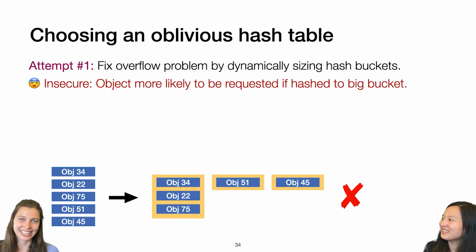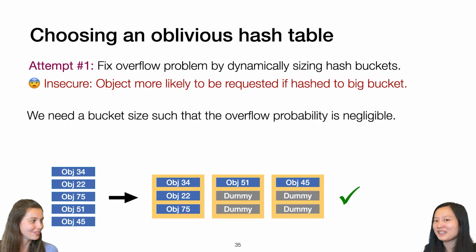So the problem with this is that it's actually insecure, because an object is more likely to be requested if it hashes to a bigger bucket. When the enclave is performing this linear scan over the entire array, if the object that it's scanning hashes to a bigger bucket, it knows that the probability that object was requested is higher than that of an object that hashes to a smaller bucket. So this is insecure. Well, then I guess we just need a bucket size such that the probability of overflow is negligible, so we set it in the beginning and then we forget it.